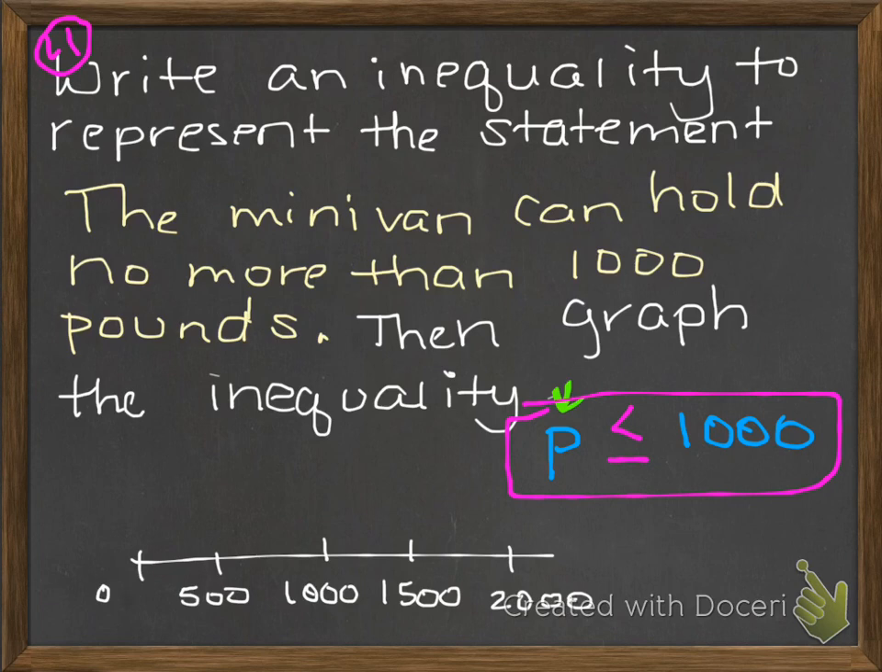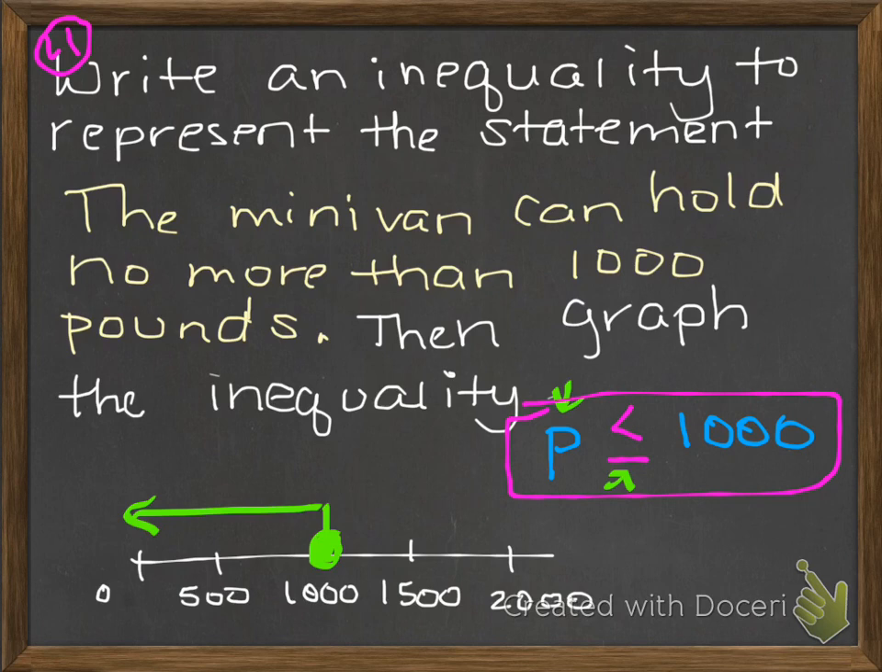All right, so once you've set up your inequality, then you're going to go ahead and graph it. Remember, your open dot goes on the 1,000. You're going to close it because you have that line right there. And then you're going to say to yourself, okay, if P has to be less than or equal to 1,000, then my arrow needs to go to the left, because that's all the numbers that are less than. 500 is less than 1,000.